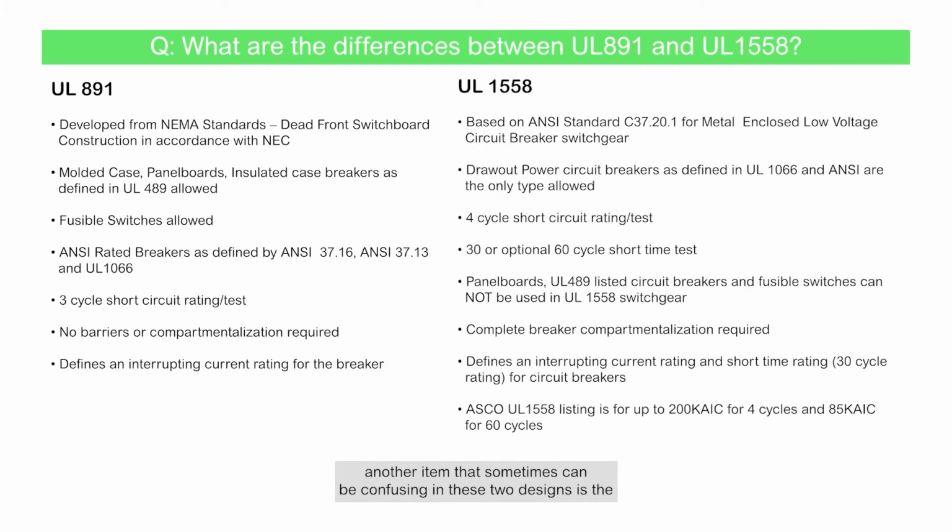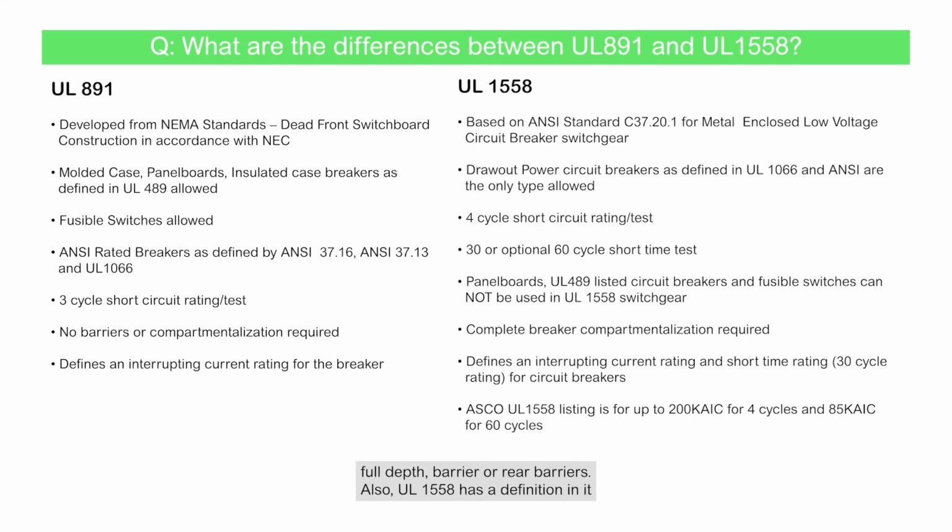I think another item that sometimes can be confusing in these two designs is the requirements for barriers or compartmentalization. You don't need that, as it is not a requirement of UL891. There is complete breaker compartmentalization that is required now for UL1558. That means a compartmentalized section or housing for the circuit breaker that's grounded with metal barriers or metal compartment. That does not mean full depth barriers for the switchgear or rear barriers for the switchgear. It's often a point of confusion, so I'd like to just clear that up. UL1558 does not require that full depth barrier or rear barriers.